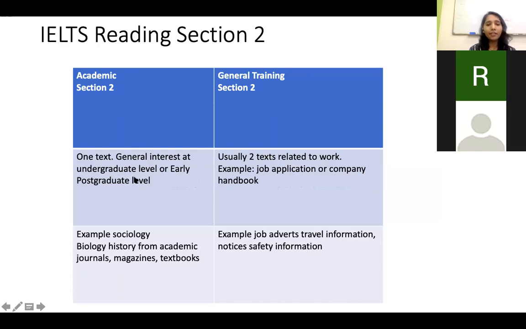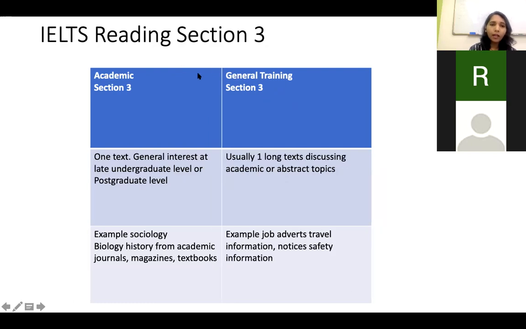Section 2 is the level at which you will be attempting your tests. It's going to be at early postgraduate or undergraduate level, whereas in GT, it's related to job applications or your company handbook and all that. These are the sources where you'll be practicing from. Even if you're a GT test taker, what I suggest is from time to time, please attempt questions from the academic section. Even if the reading sections that you get are of a high level, you'll still be able to tackle them easily. And this is section 3. This is how it's going to look.